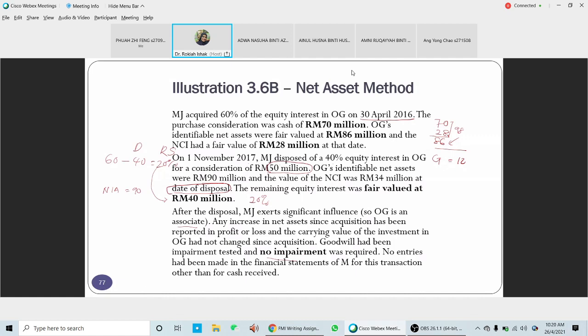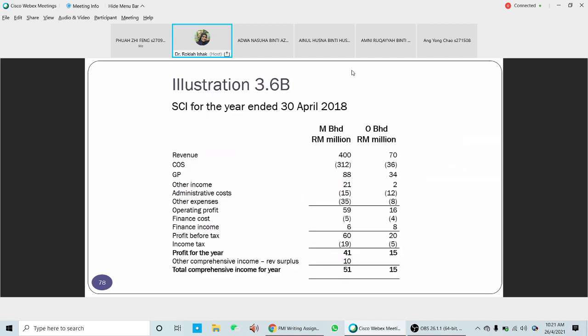So this one we're going to use the net asset method. Previously we were using the cost method. The important thing here is to look at the profit for the year, and then you also have comprehensive income. So we need two attributables to: one is for the profit, and the other one is for the other comprehensive income. Okay, so two that you're going to have here.